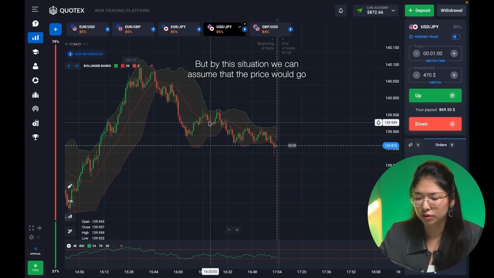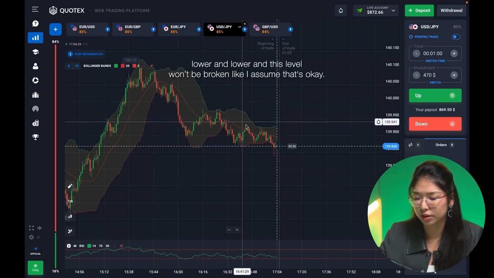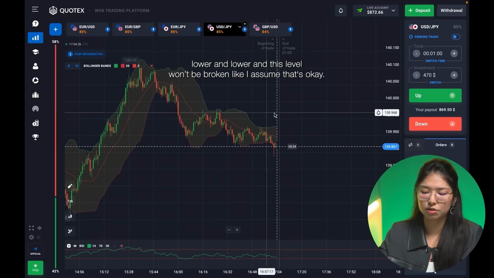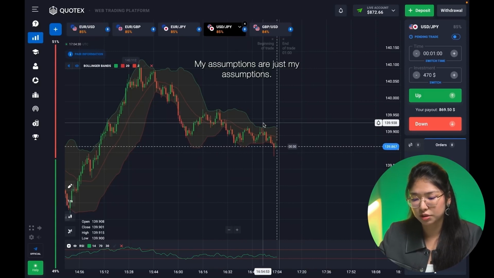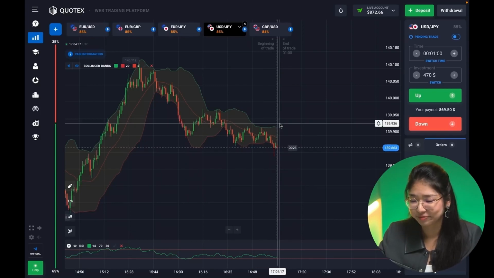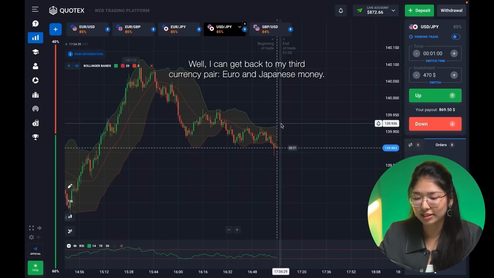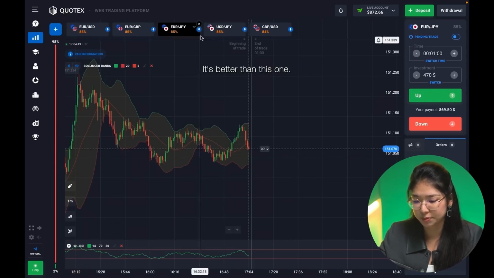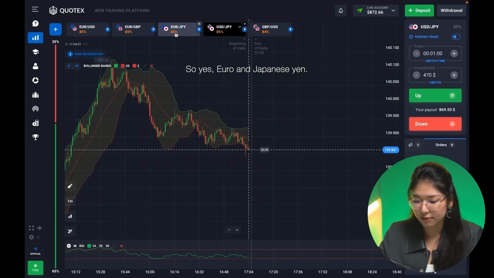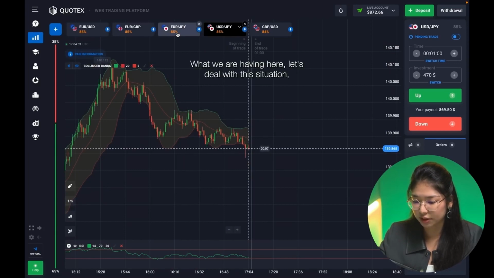We can assume that the price would go lower and lower, and this level once broken, I assume that's okay. The market is always changing. My assumptions are just my assumptions, and your expectations are just your expectations, guys. Well, I can get back to my favorite currency pair, euro and Japanese yen. I think it's better for me to keep trading with this currency pair. It's better than this one. Yes, euro and Japanese yen, what do we have here?